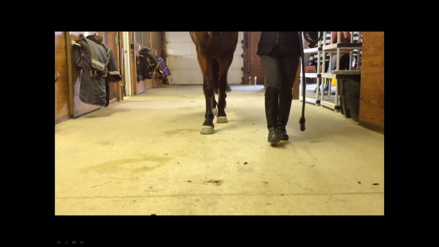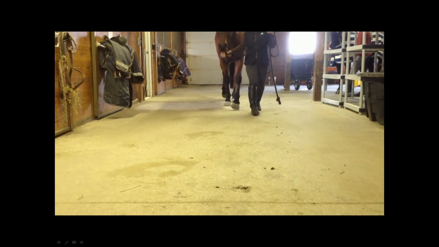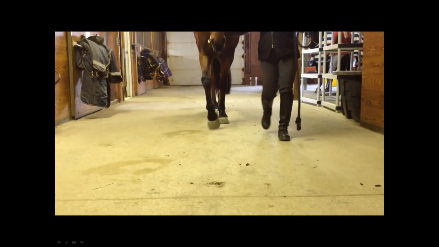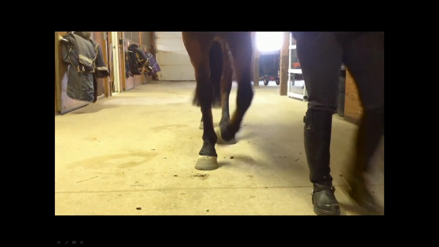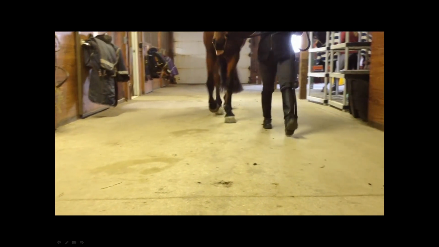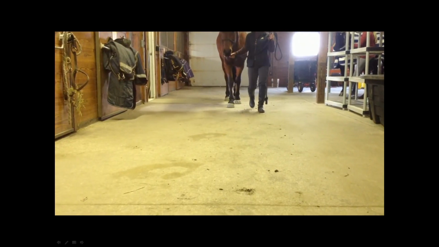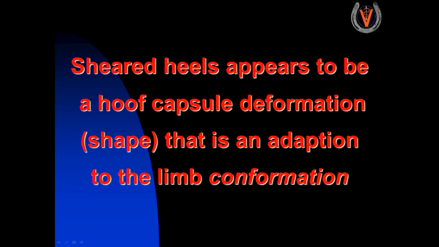So the lateral side will form a flare, okay? And the medial side will become straight because you have more force there. Okay? The sheared heels appears to be a hoof capsule deformation. It adapts because of the limb's conformation, how it lands.